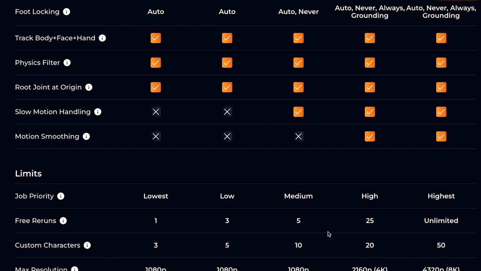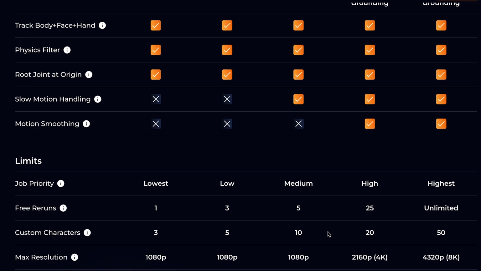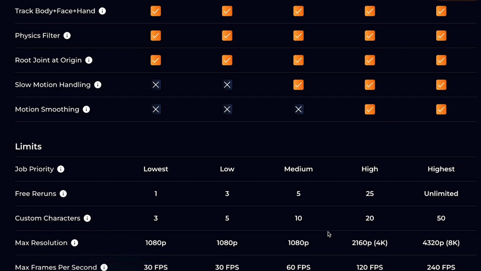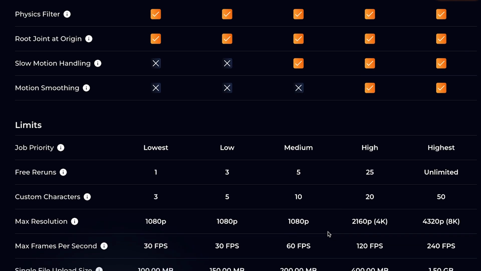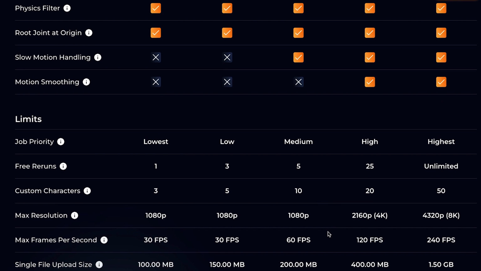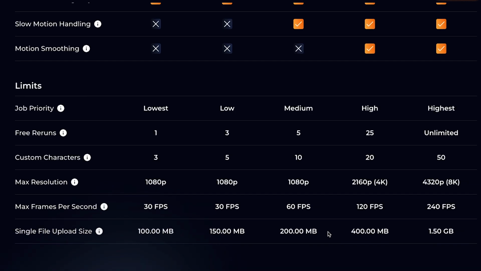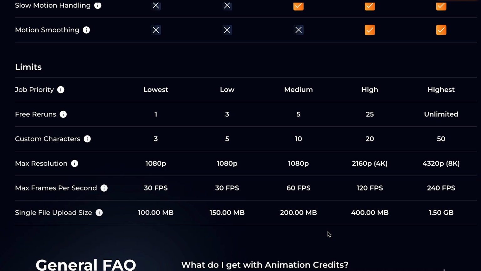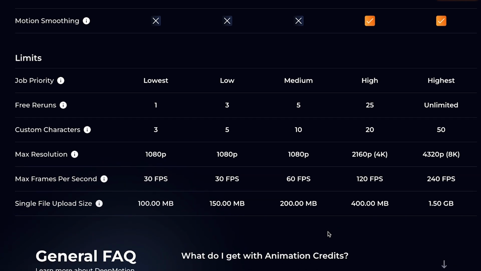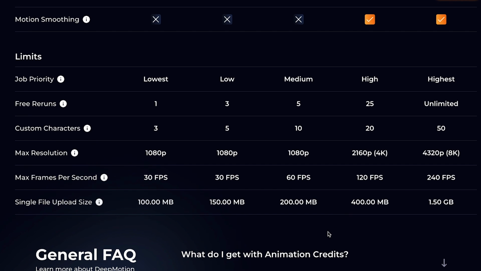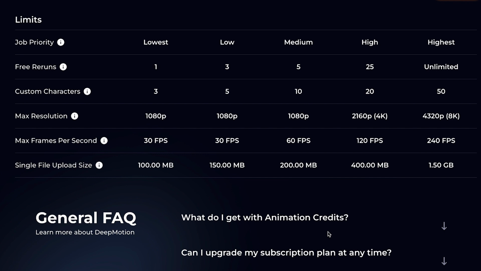You get 30 frames per second, which is perfectly doable when you're doing the freemium version. But you get 8K and 240 frames per second in the most premium version, the one called the Studio. You also get more reruns the higher you go in plan. You get more custom characters. You only get 3 in the free version, and it goes 5, 10, 20, and 50 in the Studio version. And also when it comes to CPU overloads, users with a higher priority level will have their animations job processed first. When you get the free version, you have the lowest priority, and when you get the Studio, you have the highest, and so on.